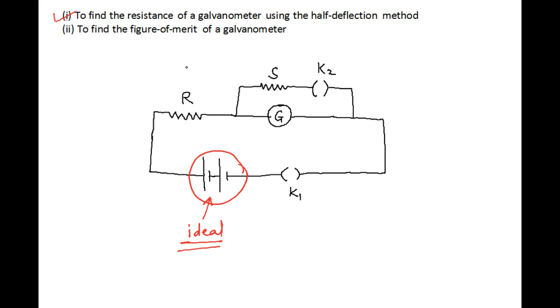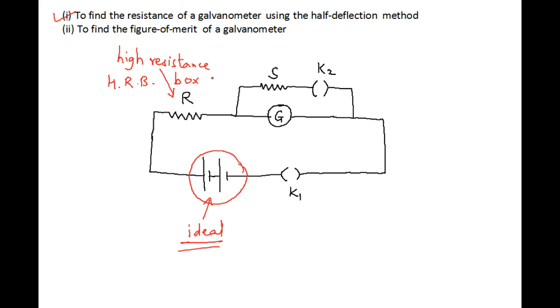Now this resistance is actually a variable resistance. It's a resistance box, and you are supposed to plug out a sufficiently high resistance from that. So it's typically called a high resistance box, HRB.